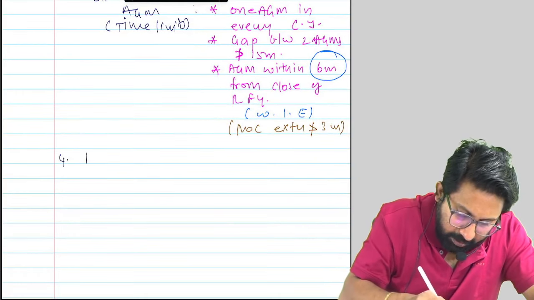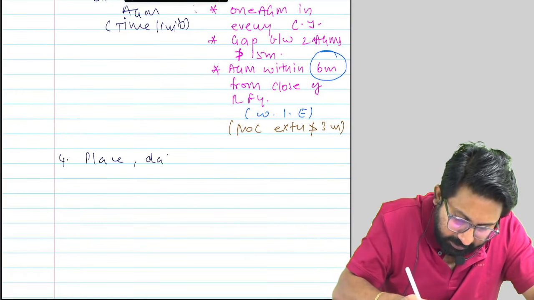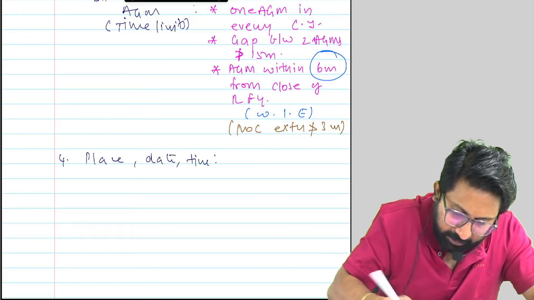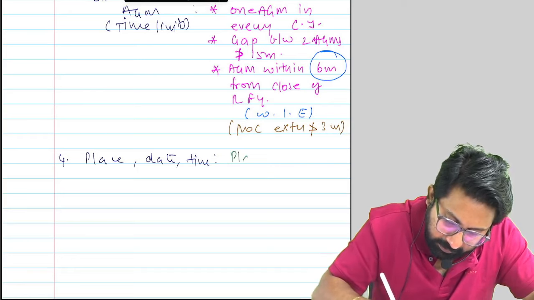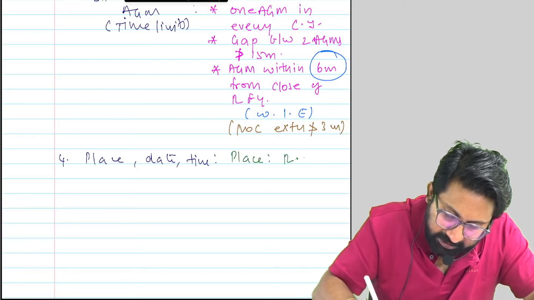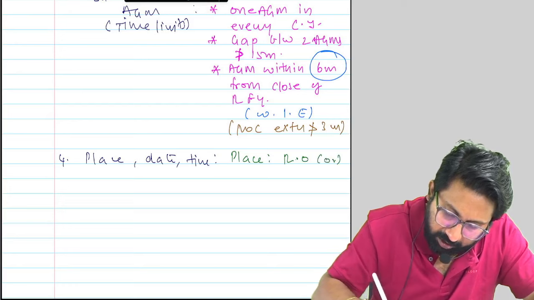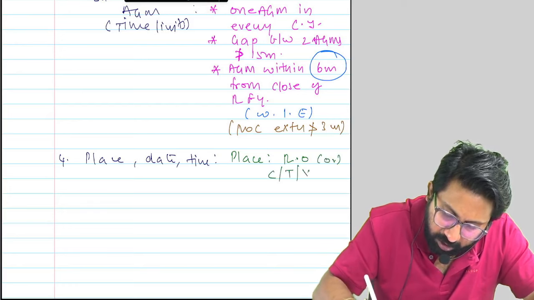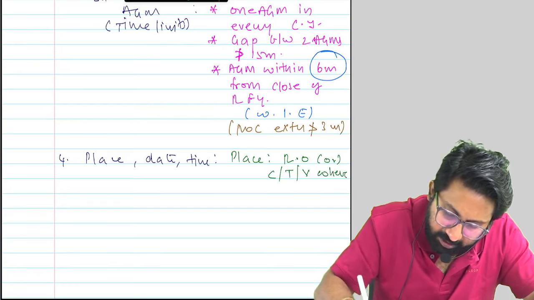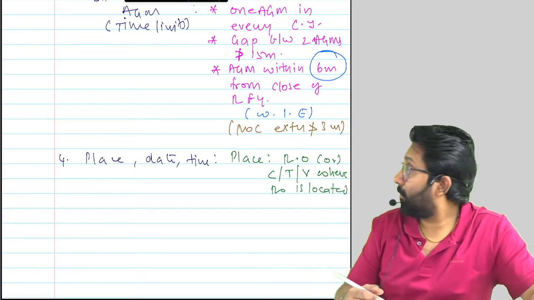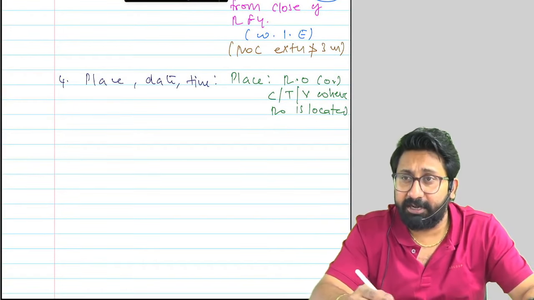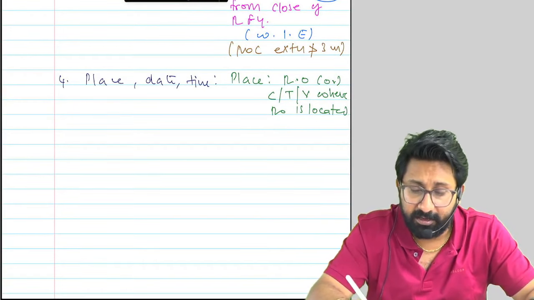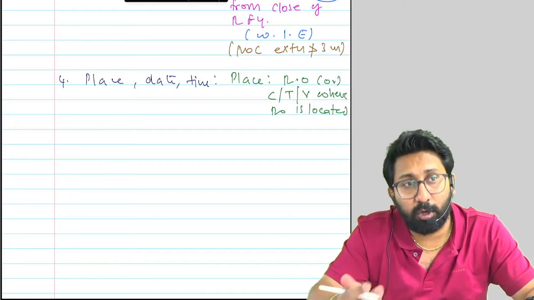Number four. Place, date, time. Tell me. Place. Registered office or city, town or village where RO is located.